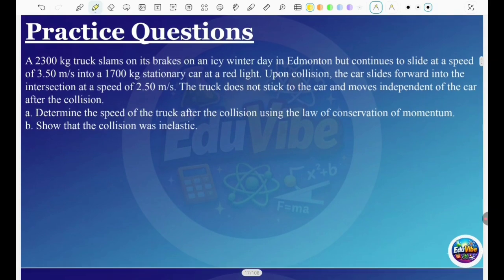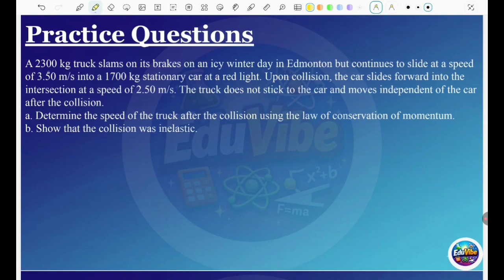Next question we have. The question says a 2300 kg truck slams on its brakes on an icy winter day in Edmonton, but continues to slide at a speed of 3.50 meters per second into a 1700 kg stationary car at a red light. Upon collision, the car moves forward in the same direction at the speed of 2.50 meters per second. The truck does not stick to the car and moves independently of the car after the collision.